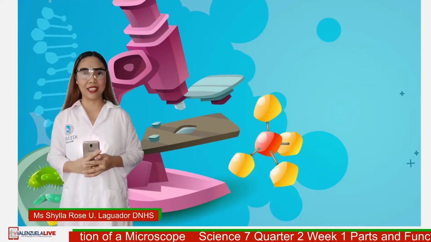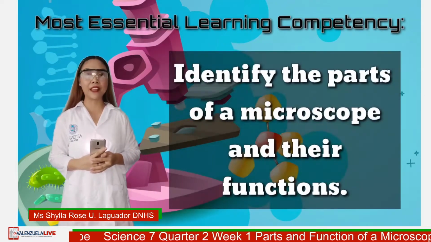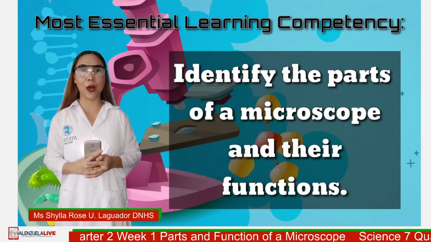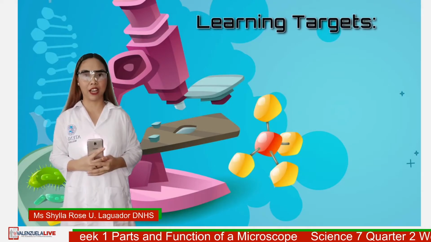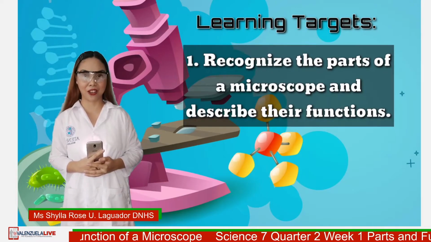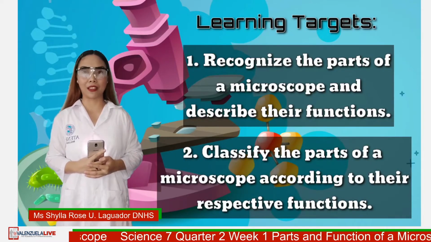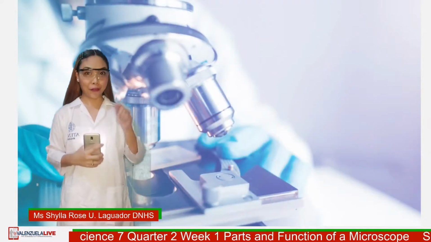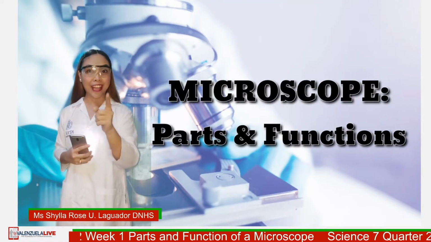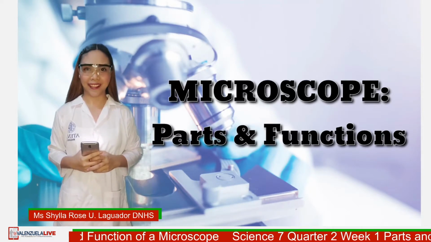At the end of this lesson, the most essential learning competency that you should be able to master is identify the parts of the microscope and their functions. Anchored in this most essential learning competency are these two specific learning targets. Number 1, recognize the parts of a microscope and describe their functions. And number 2, classify the parts of a microscope according to their respective functions. So, for today, our lesson focuses on microscope and its parts and functions. Are you ready to dig deeper and learn more fun facts about our topic? If yes, then let's proceed.